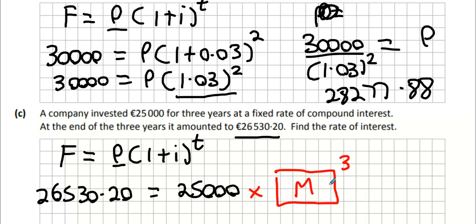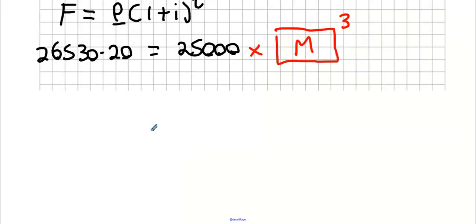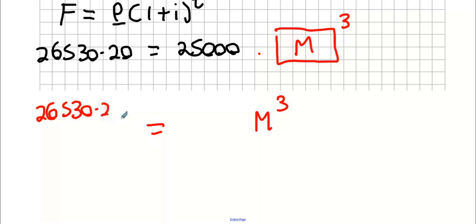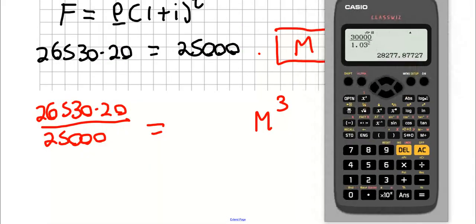Now, here's what we're going to do. We want to get M on its own by the end of the question. What's the first thing to leave the M side? It's been multiplied by 25,000. So what happens to 25,000 when you bring it over to your side? It becomes divide, doesn't it? So we divide 26,530.20 by 25,000 to see what happens. 1.061208. I'll leave it as that.